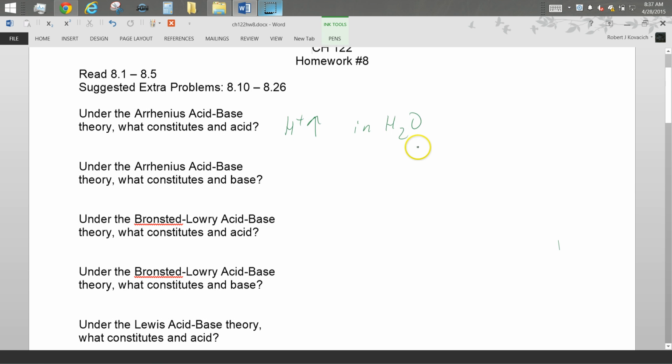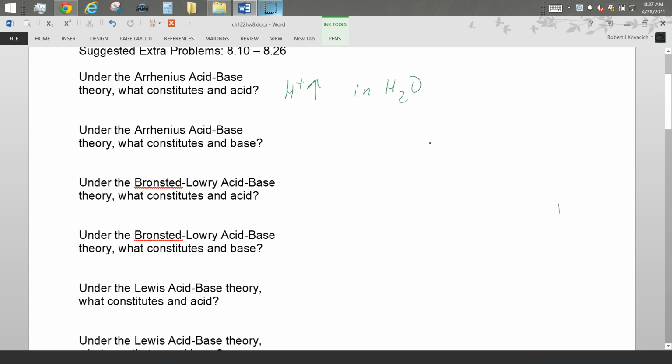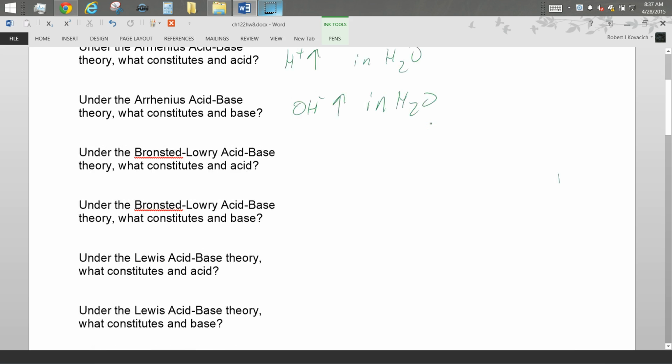And so what about the base? Isn't it hydroxide? So hydroxide concentration goes up. And again, Arrhenius is talking about water. All right.